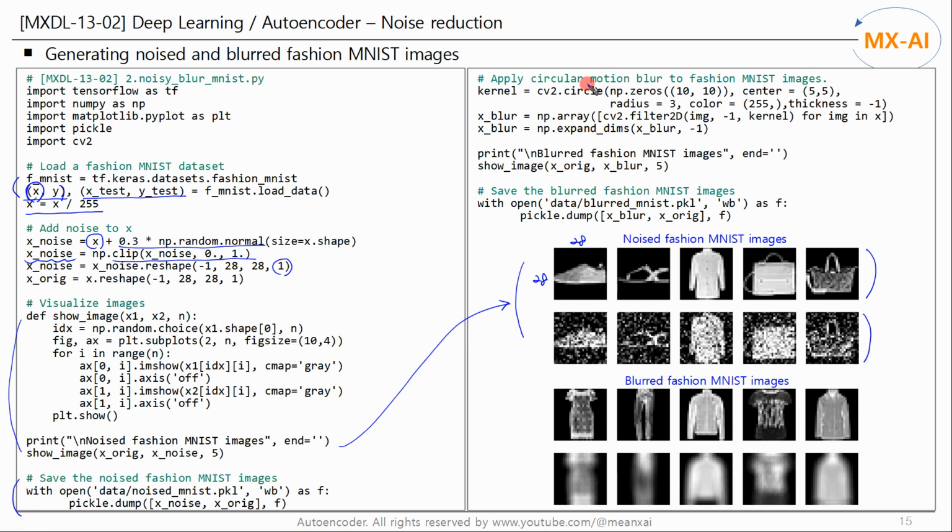Next, we apply motion blur to the fashion-MNIST images. We used a circular averaging kernel of size 10 by 10 pixels, centered at 5,5. Here are some images with motion blur applied. And save these images for later use too.